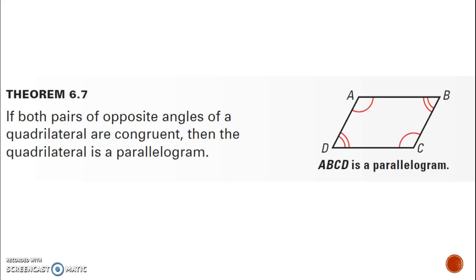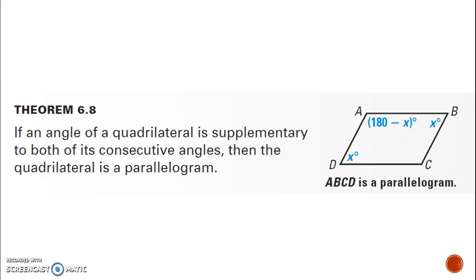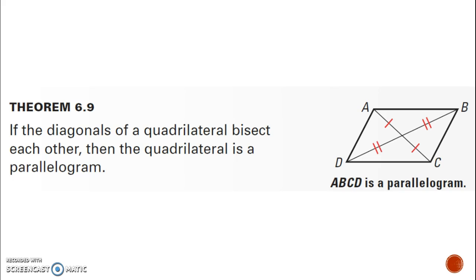Again, the same thing. In the last section, you were told if something is a parallelogram, then we can assume the opposite angles are congruent. So in this theorem, we're saying if opposite angles are congruent in a figure, we can then assume that figure is a parallelogram. Same thing is true for the supplementary angles. If consecutive angles are supplementary, then we can assume that the figure is a parallelogram.